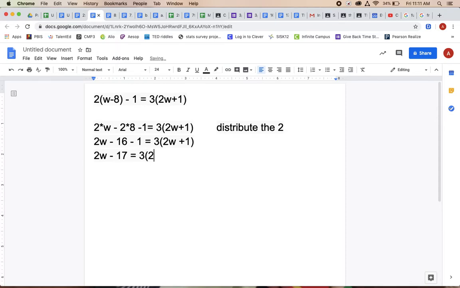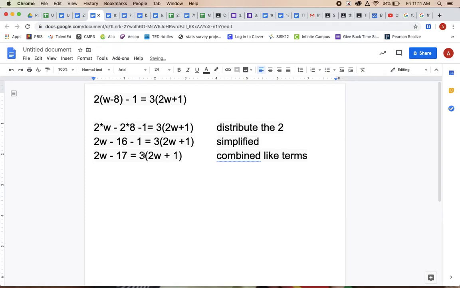And again, I didn't do anything over here. Try to limit yourself to only 1 step per thing. So here I simplified. And here I combined like terms, because I put negative 16 and minus 1 together.